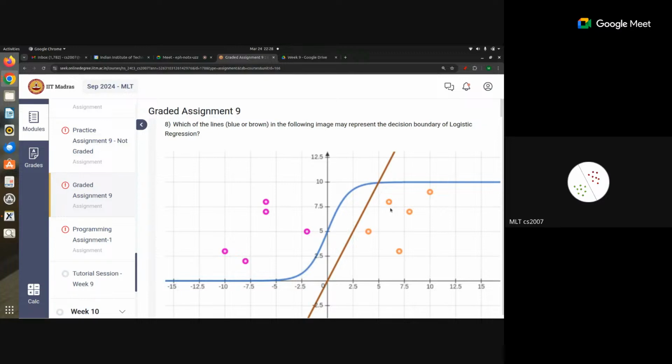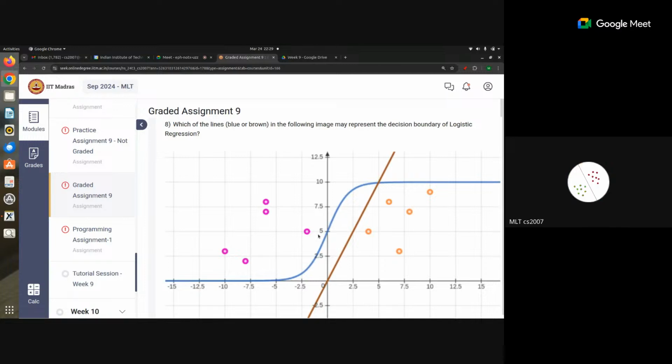This is a sigmoid function actually. So if you plot the sigmoid function or the logistic function, it will look like this. If you set a threshold here somewhere, accordingly it will give you the positive class or the negative class. But this is not a decision boundary, not a logistic regression line, because it is not a straight line.